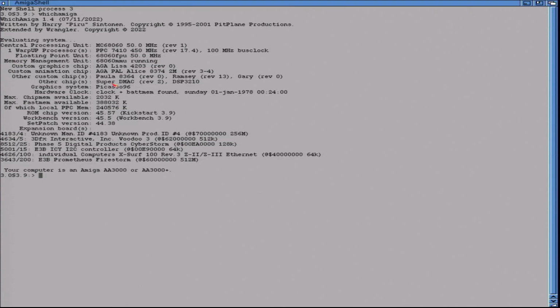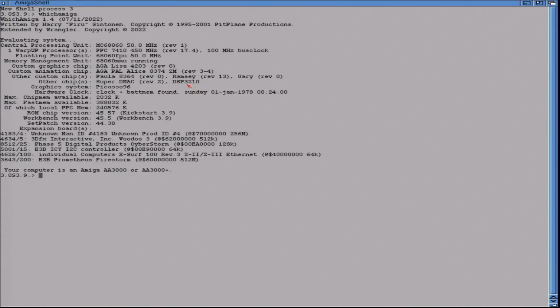So in other words, is it an A3000 class machine with that DMAC chip? And if you can find the DMAC chip, is it possible in software to identify the revision of that chip, whether it's the very common Rev2 or the really rare Rev4 chip? Well, the answer is yes, it is, and WhichAmiga can now do that. And if it finds a super DMAC, it will report that information here.